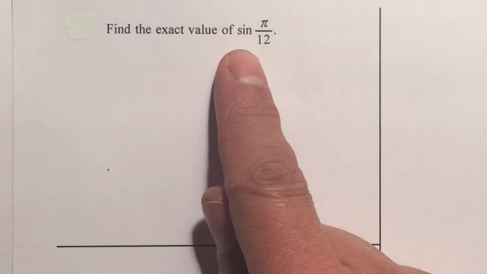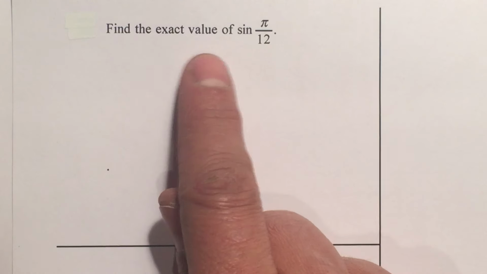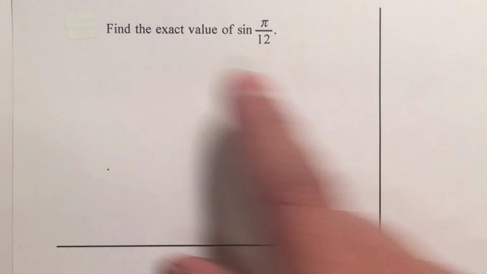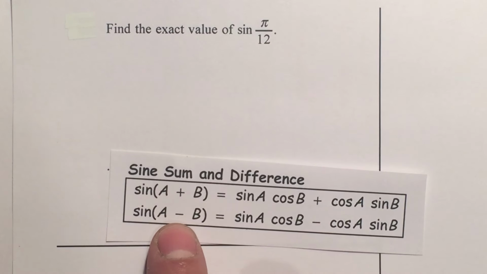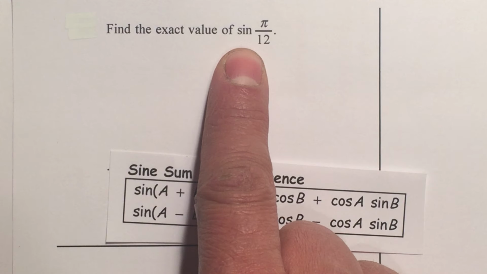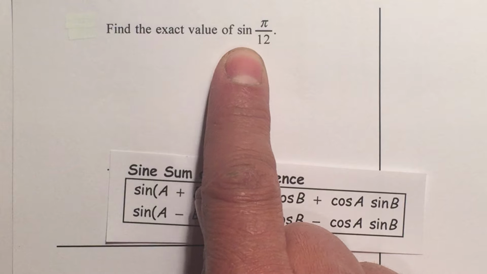Find the exact value of sine of pi over 12. In order to be able to find the exact value, I need to be able to use my formula, which is the sum or the difference of two angles. Now you can always type into a calculator. It's going to give you an estimated value since it's going to give you a decimal.